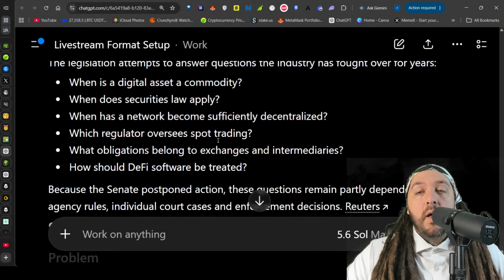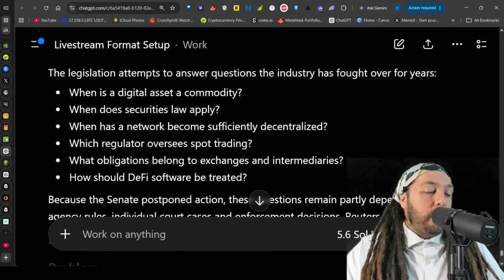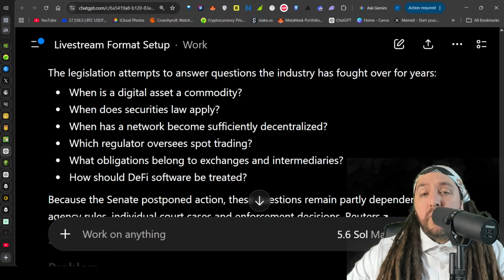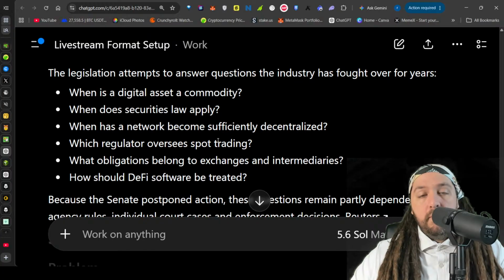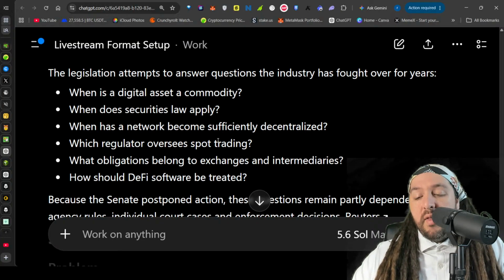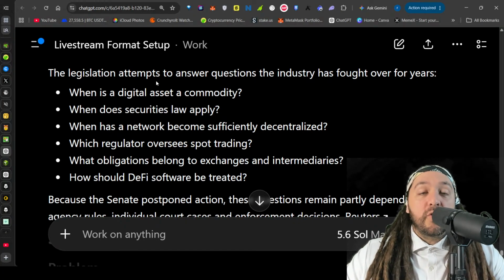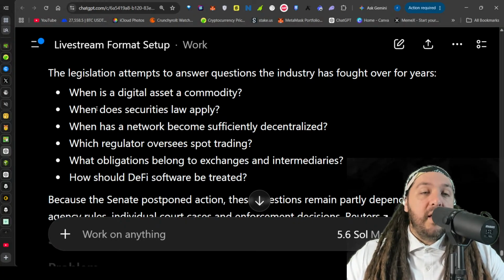If you're new here, just know that regulation and crypto companies and projects not knowing if they're doing things right, wanting to do things legally and not knowing if they are or not is not new, right? This is a common issue. So we want to see it resolved so that we can move on in the United States.